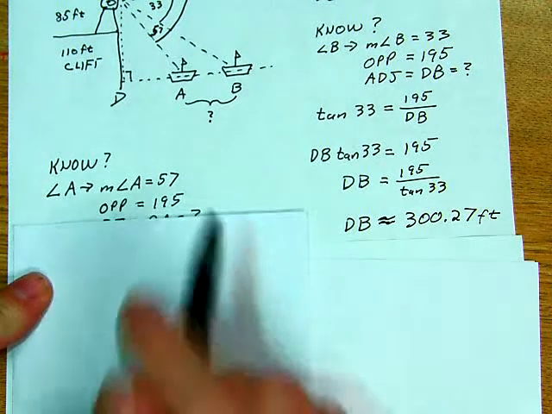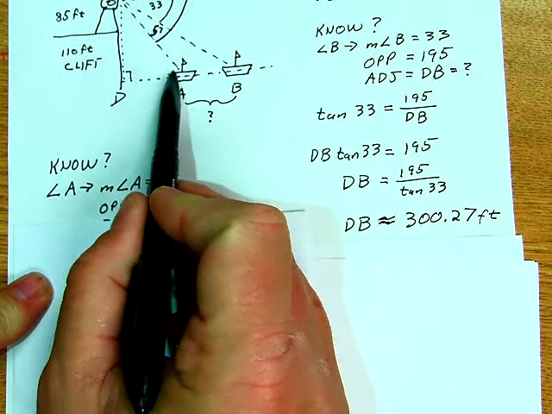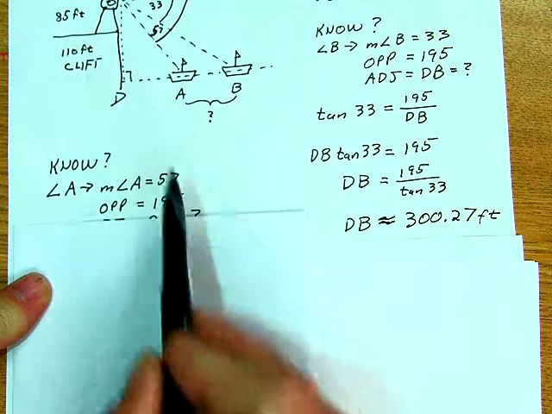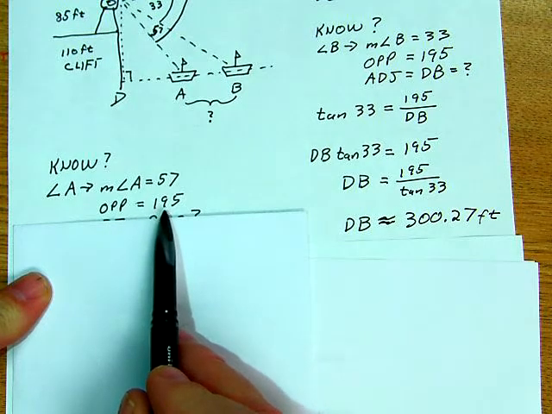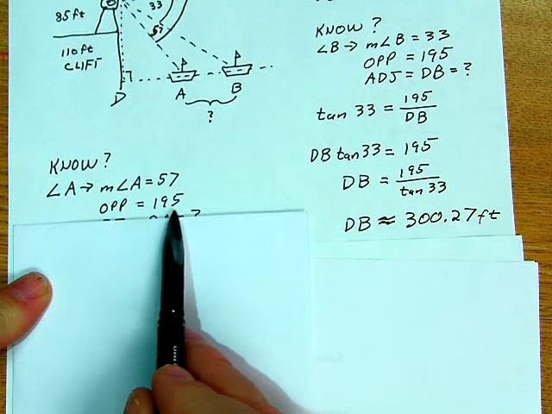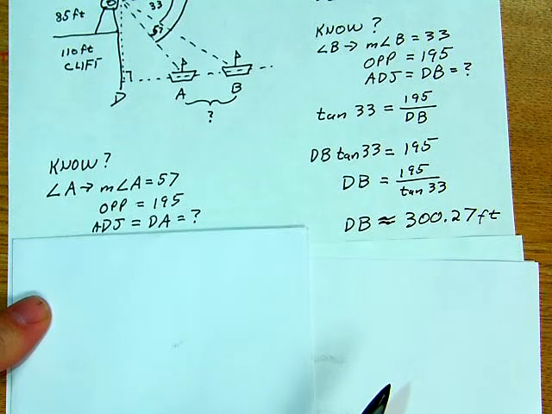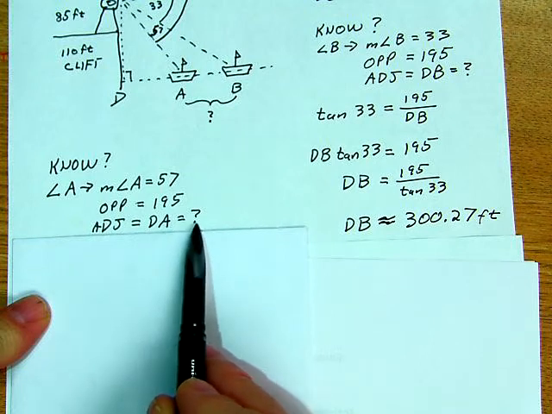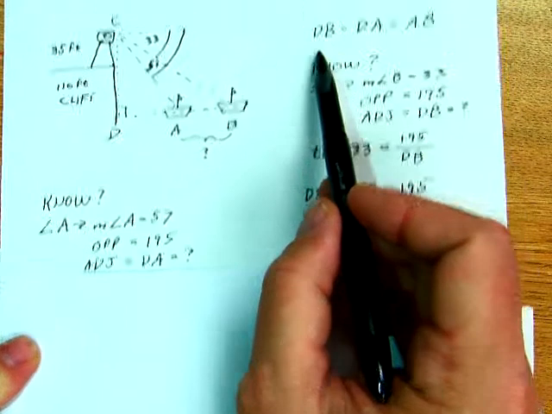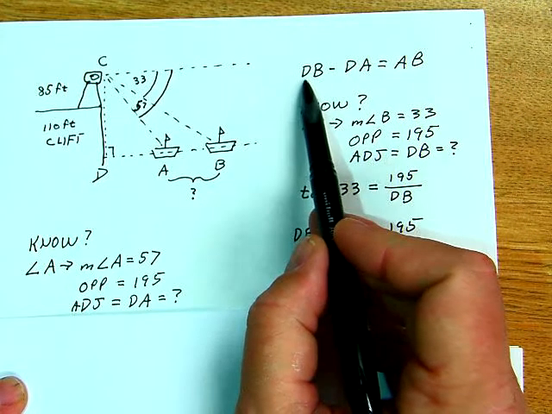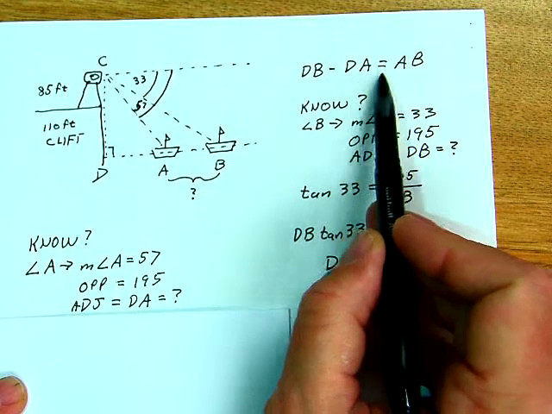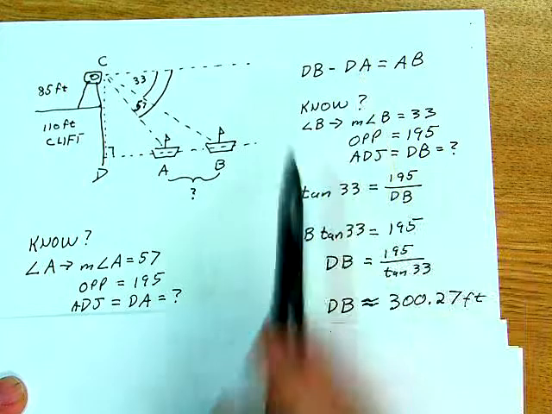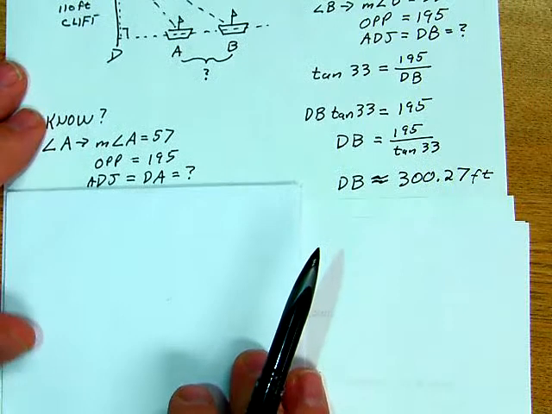We know the opposite. Well, guess what? It's the same opposite as before. Instead of coming from B, now we're coming from A. The opposite is still that 195: the 110-foot cliff plus 85 feet of lighthouse. And the adjacent now is AD, or DA, and that's what we're looking for. Once again, going back up to our original equation, DB minus DA is going to be the distance between the two boats. We know DB, now we're going to calculate DA using the same method we did before.